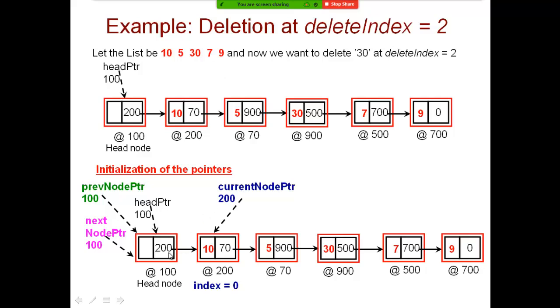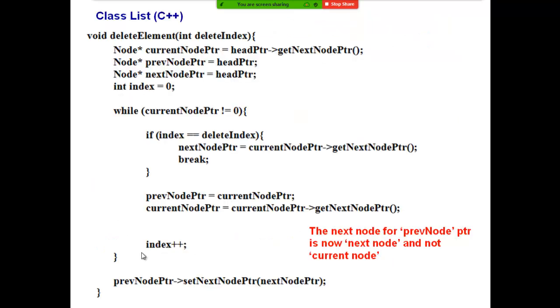Current node pointer stores this address 200, that's the address of the first data node, and index will be set to 0. Previous node pointer is taking the value of head pointer, so it's really pointing to the head node, and the next node pointer is also pointing to the head node. So that's how the pointers are set up. Now go through a loop.